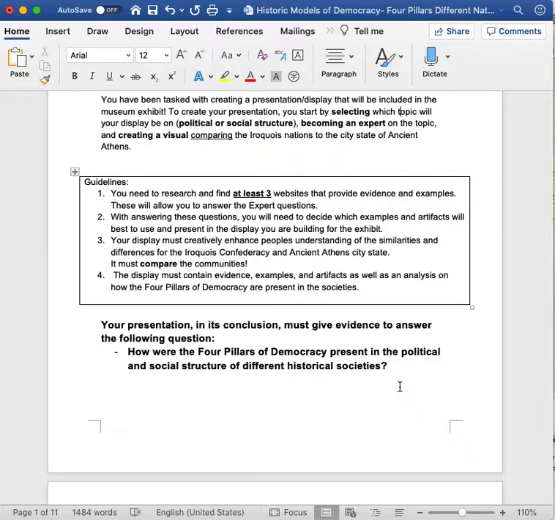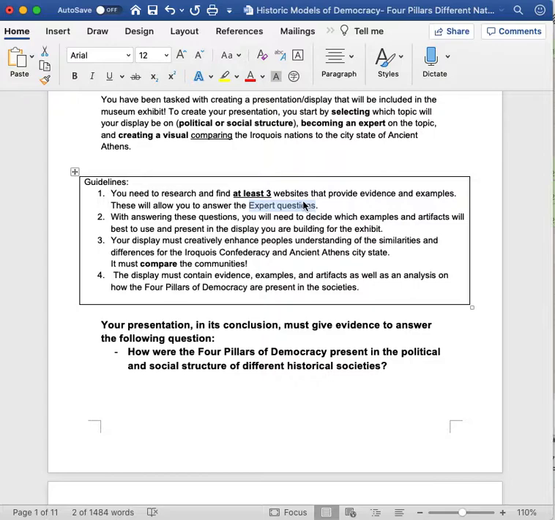I don't want you to just be like, this is the Iroquois, this is the ancient Athens. I really want to say, hey, they had these similarities, hey, they had these differences. The last thing is it also must contain evidence, examples, and artifacts, as well as analysis on how the 4 pillars of democracy are present in the society. What that number 4 means is not only do you have to include your expert questions, or I guess at that point your expert answers, right? But you also have to include the 4 pillars of democracy. How are they present, right? So maybe you might say there's representation in one and not the other.